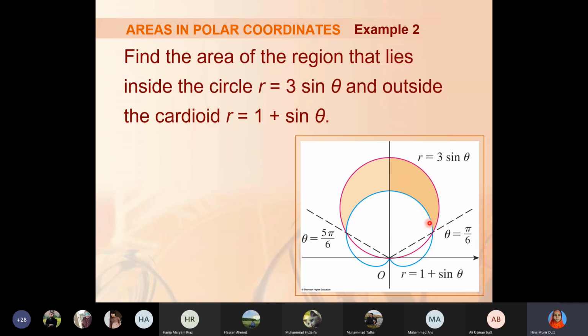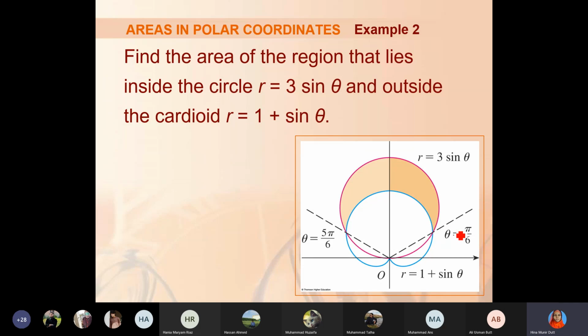Now the next step is to find the limits of theta. We have given the formula. The important thing in such types of questions is to find the limits of theta. Theta is changing from this value to this value. So in the next step, we have to find the points of intersection of these two curves. And how to find points of intersection of the two curves?